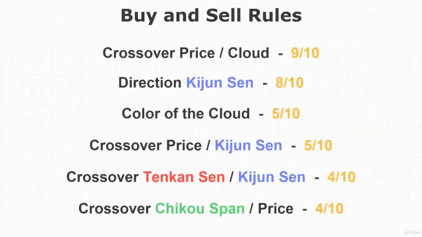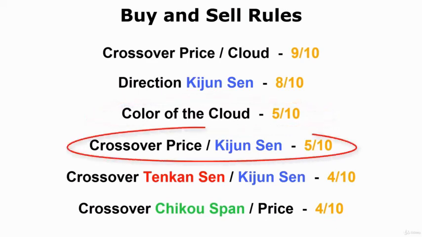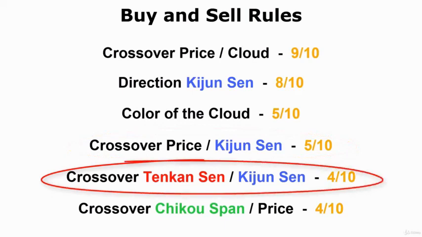Now we have other four conditions. Color of the cloud with an importance grade of 5 out of 10. Crossover between the price and the Kijun-sen with an importance grade of 5 out of 10. Crossover between the Tenkan-sen and the Kijun-sen, so red and blue line, with an importance grade of 4 out of 10.